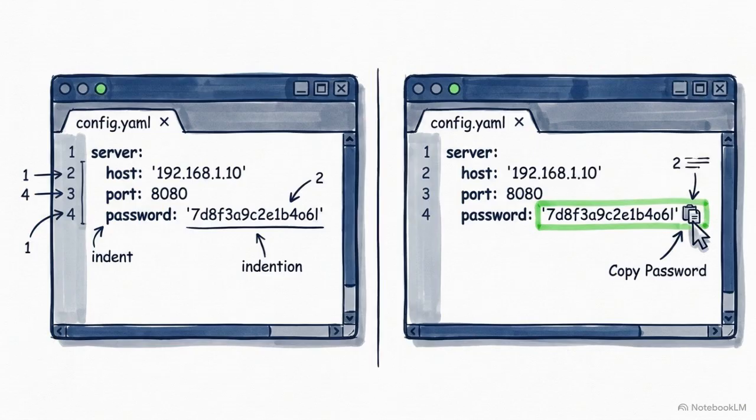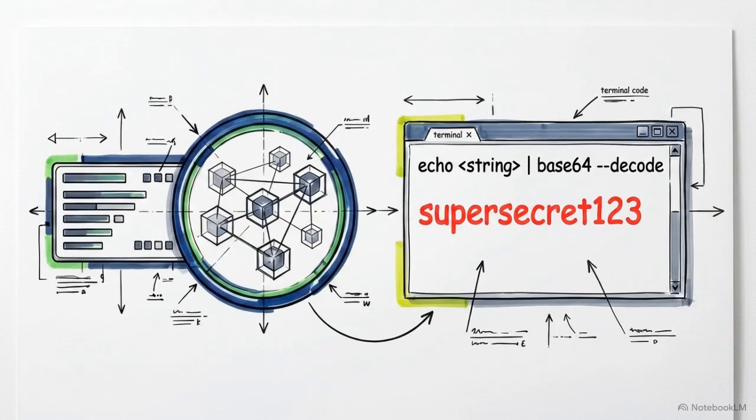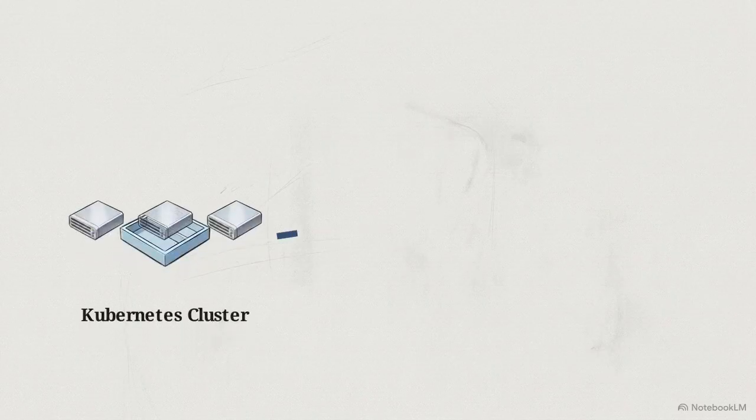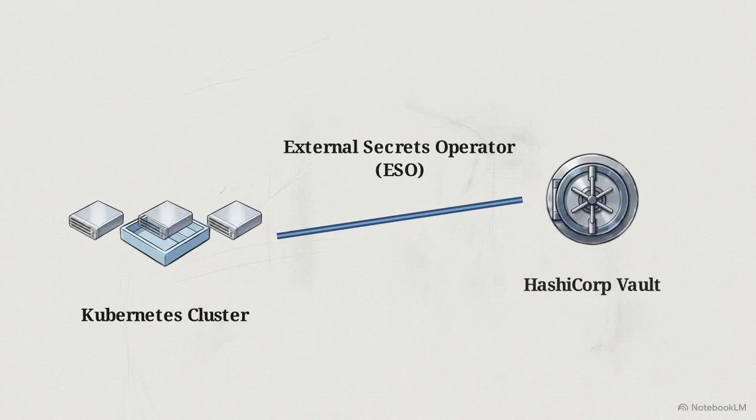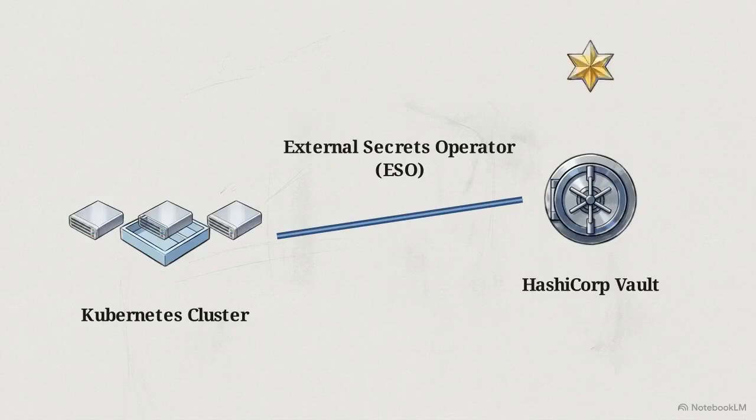This side-by-side code comparison shows the problem. Anyone with basic read access to your namespace can copy the encoded string, pipe it through a standard decode command, and instantly reveal your plaintext password. To secure this data properly, we install the External Secrets Operator, or ESO, alongside a dedicated secret manager like HashiCorp Vault. Vault safely encrypts and stores the actual credentials.